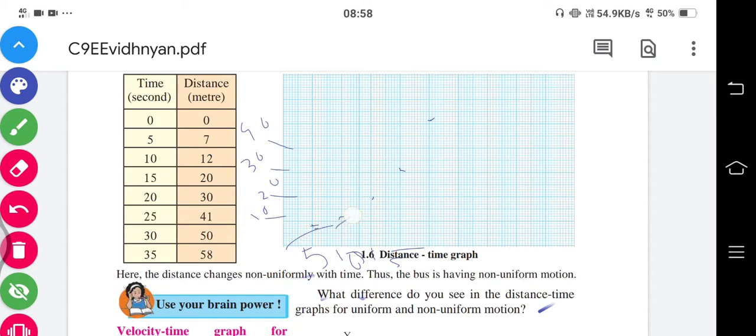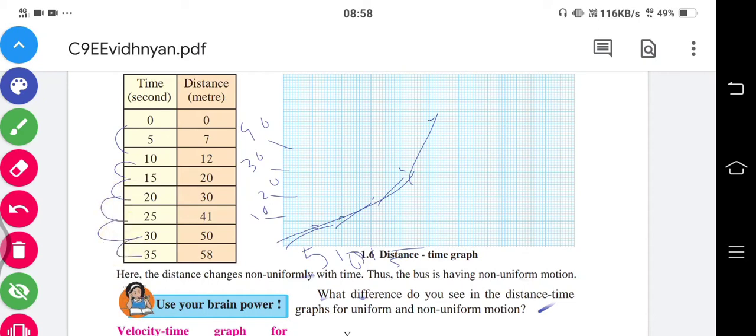Okay, it's not a straight line graph, is it? So in simple words, non-uniform motion is not a straight line graph. Here the distance changes non-uniformly with the time, thus the bus has a non-uniform motion. Here the difference of time is 5, 5, 5, 5, 5, 5, is it correct?